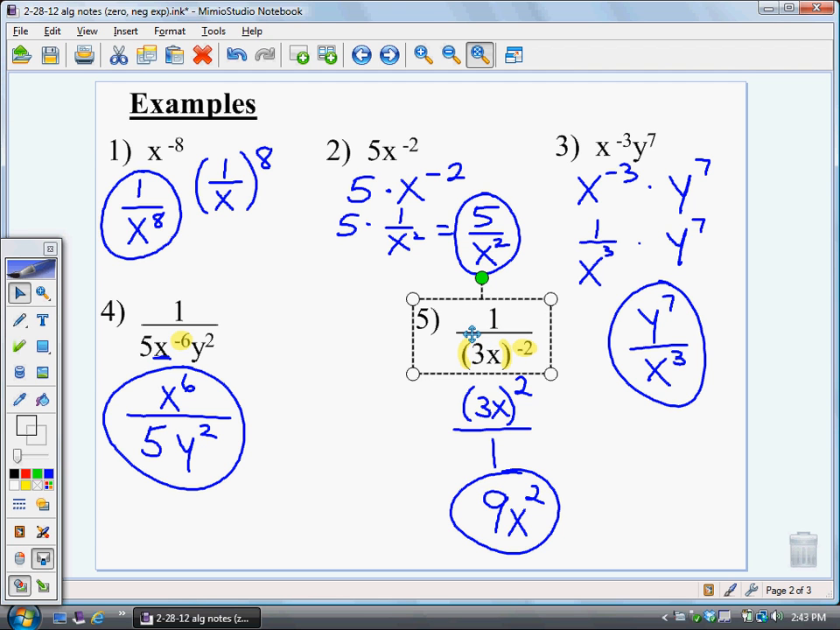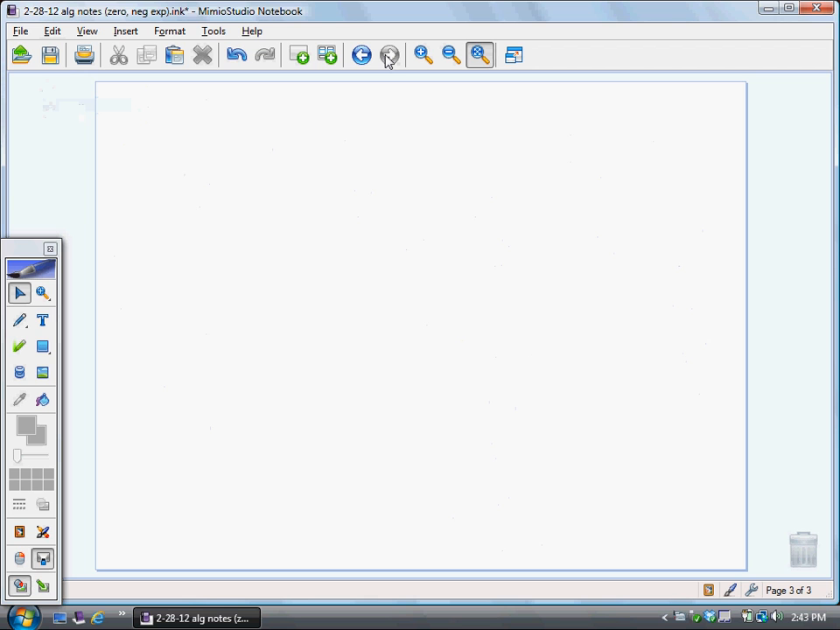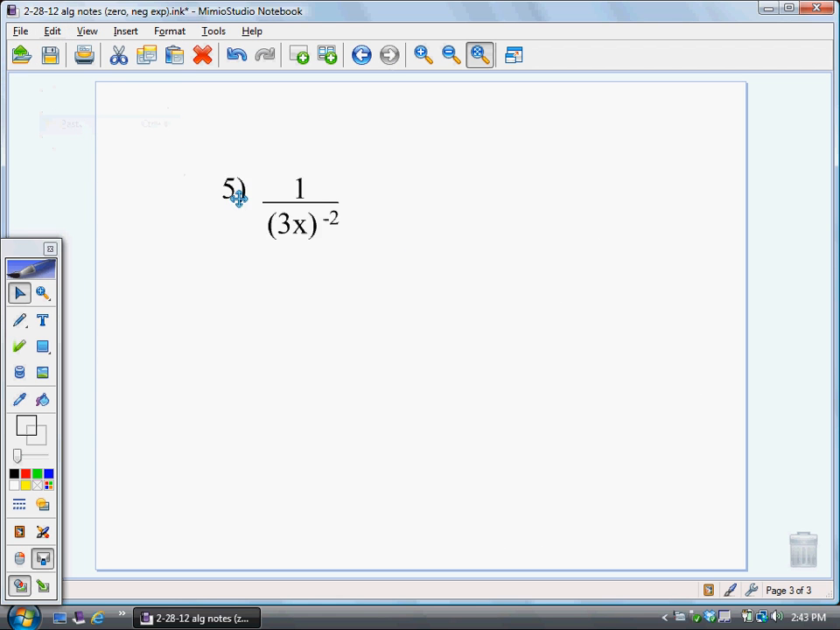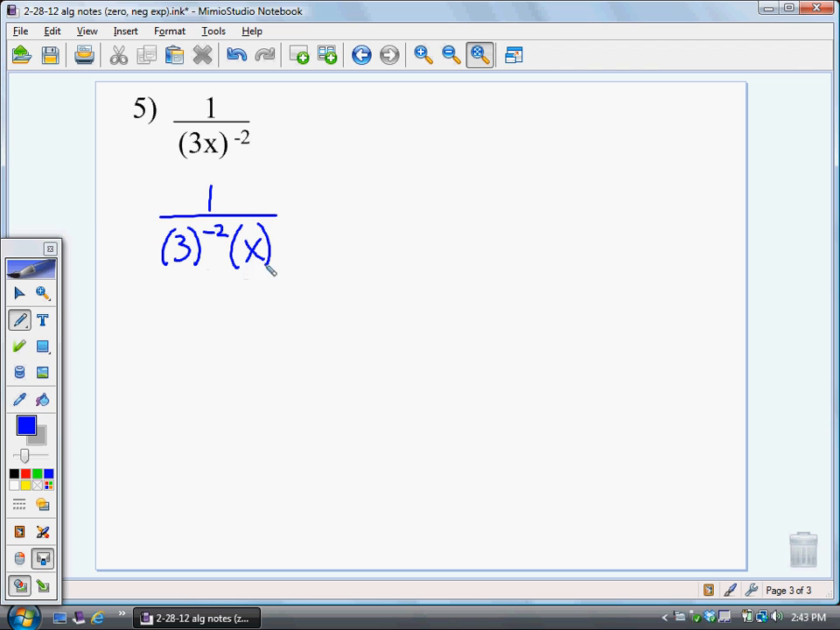If I take this, and I'm going to put it on the other side, next page here. Now let's look at another way to do this. See if I can maybe explain a little bit more. If I do this the long way, I'm going to take 3 and raise it to the negative 2, and I'm going to take x and raise it to the negative 2.